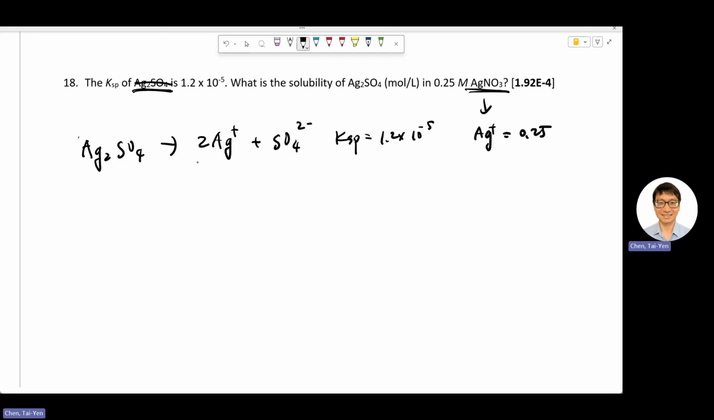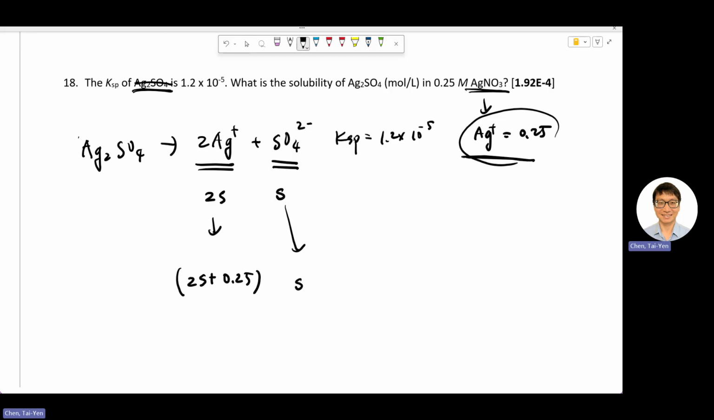Therefore, for this guy the concentration will be 2S, and this guy will be S. Because your soluble salt is going to bring in that much Ag plus, finally you have 2S plus 0.25 for your Ag plus. This guy will be just S. So your KSP will equal (2S plus 0.25) squared times S, and that equals 1.2 times 10 to the negative 5.